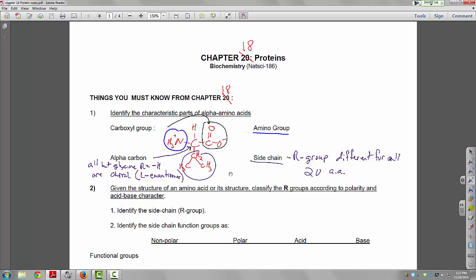In a standard Fischer projection, it would look something like this. The carboxylate is at the top, and the alpha carbon is chiral now, so we don't draw that. We have the amino group on the left, because it's L, hydrogen on the right, and then the R group, or the side chain, on the bottom. So these are L amino acids, because this ammonium ion, that amine, is on the left.